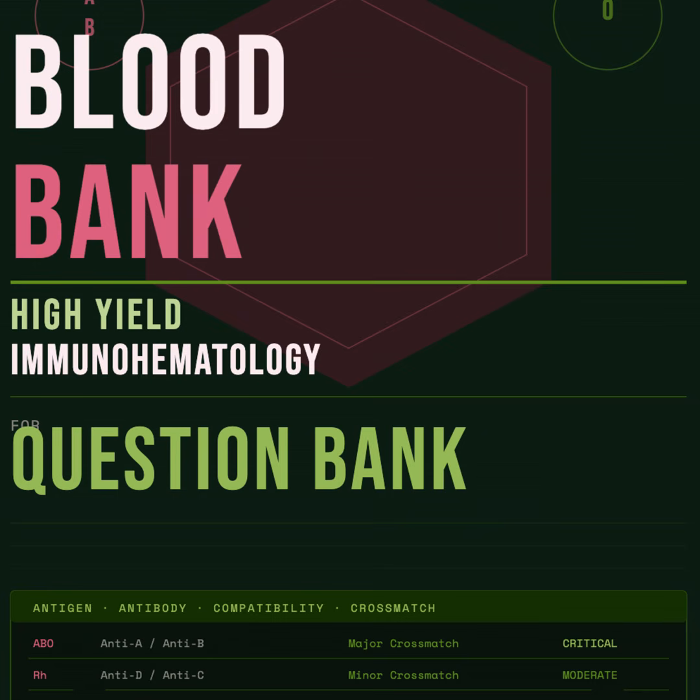Let's return to standard non-emergency cross-matching. We have two physical methods, immediate spin versus AHG cross-match. What dictates which method the technologist is legally allowed to perform? It depends entirely on the patient's immunological history.